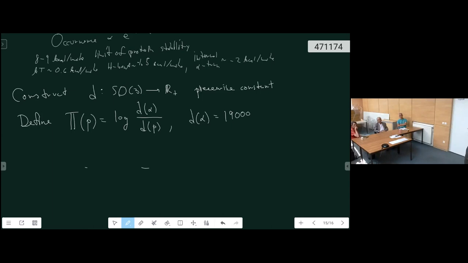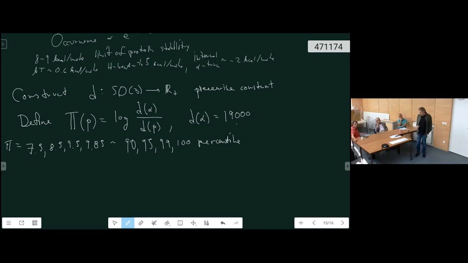Let me tell you a little bit of the statistics of this guy. Pi equals 7.5, 8.5, 9.5, and 9.85 are approximately, in fact, quite a good approximation to the 90th, the 95th, the 99th, and the 100th percentile. So the log of 19,000 is 9.85, you can conclude. So this is sort of the statistics. I'll show you pictures of the histogram, the density of pi values in a moment.